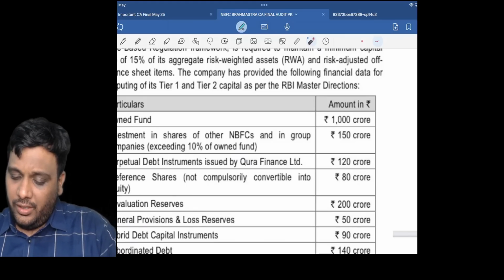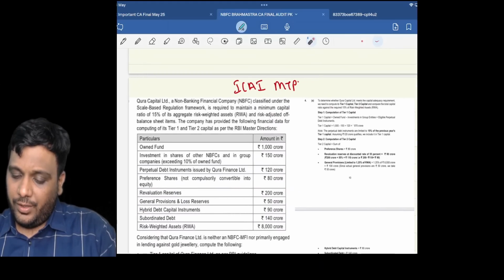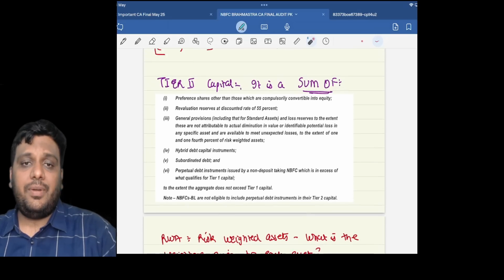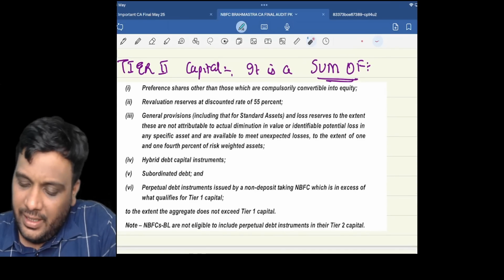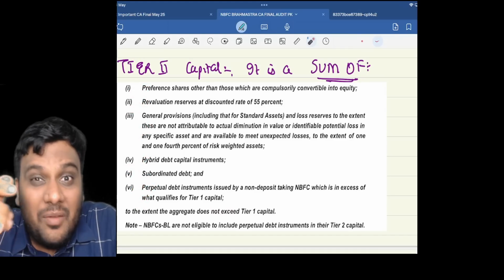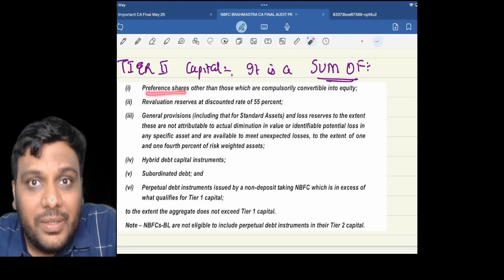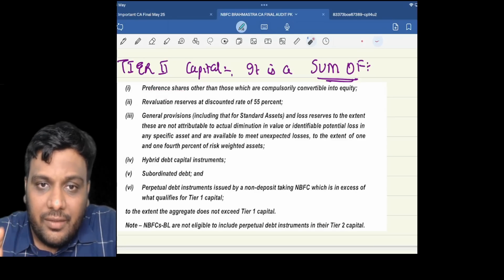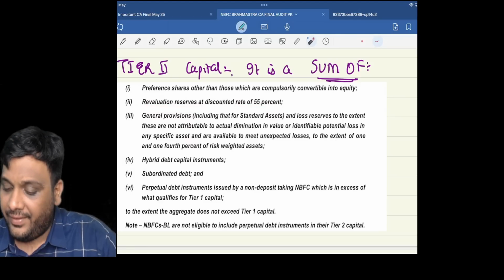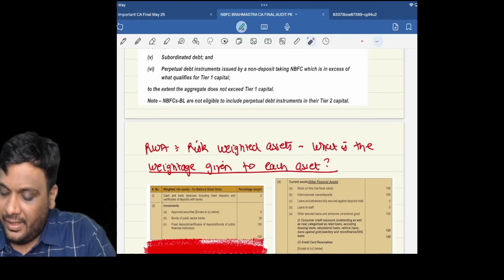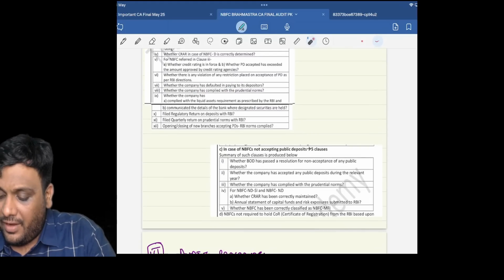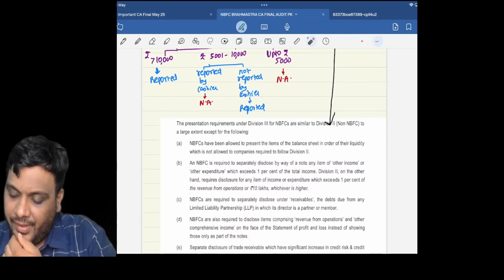Now we talk about tier 2 capital. They are saying that it is a sum of 1, 2, 3, 4, 5, 6. But let us understand it. It is an impure capital. Preference shares which are not compulsorily convertible into equity, because compulsory equity was there in tier 1. Revaluation reserves at discounted rate of 55%. Over here, mock test paper has discounted it by 55%, that means 45% is allowed.